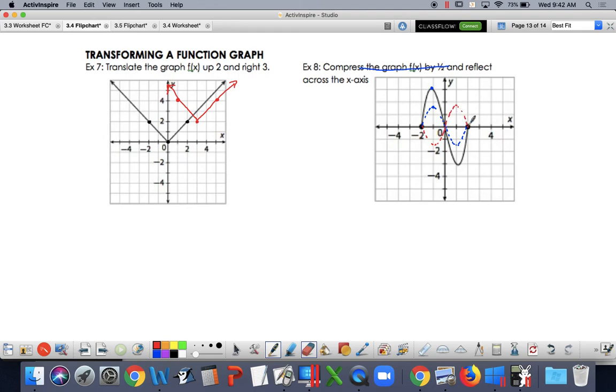And like I said, that's a big part of your homework. So the final transformation is it ends up in the red there, where I've compressed it and then I've also reflected it. Good job today. I know that was a lot.